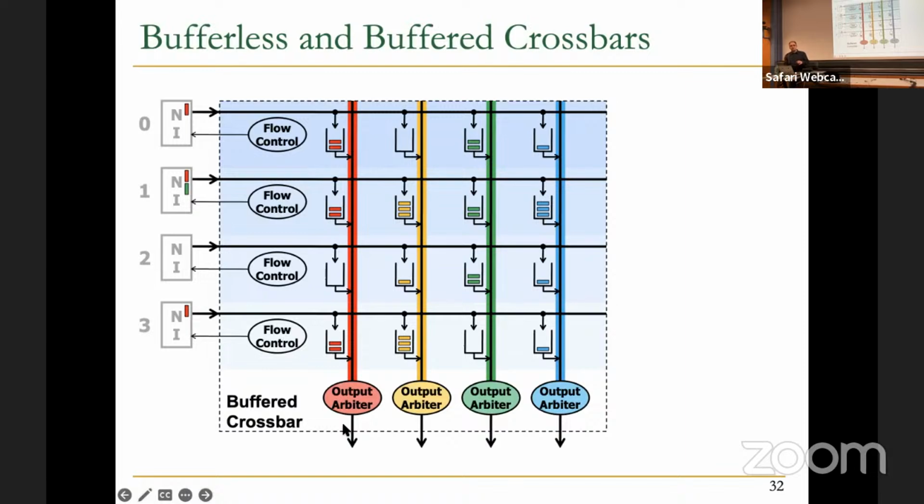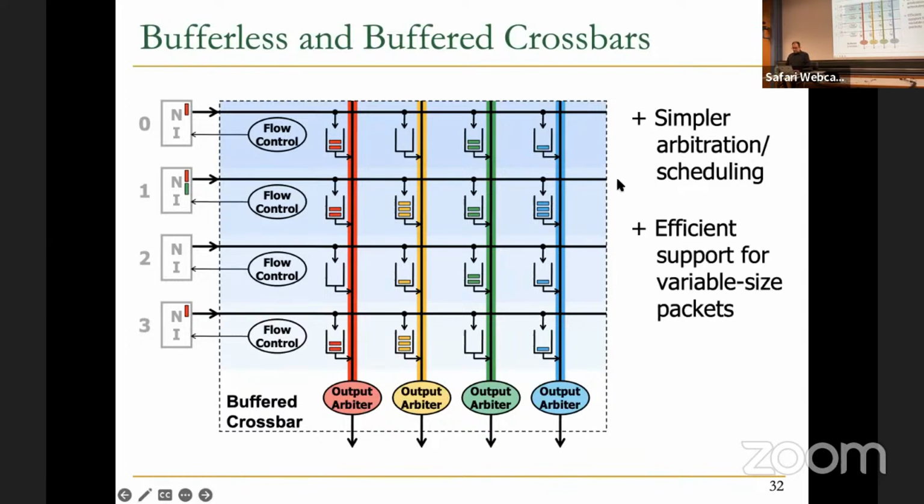This can make sure that the arbitration latency is overlapped with sending your request, because while you are sending your request, arbitration can also happen in parallel, and at some point the queue is dequeued and you put data on the bus. Of course, this is simpler for arbitration scheduling and gives efficient support for variable size packets. However, it comes at the price of buffers. So you need n square buffers. Make sense?